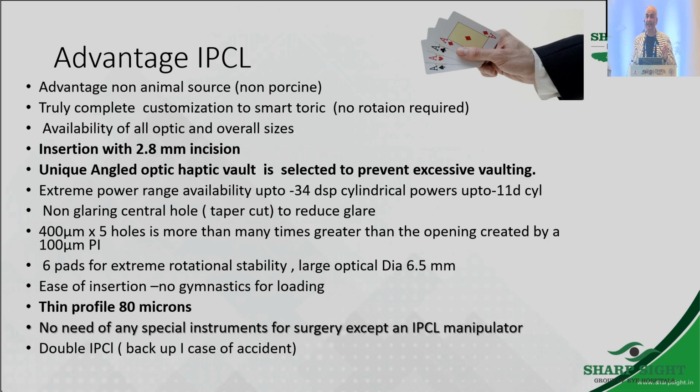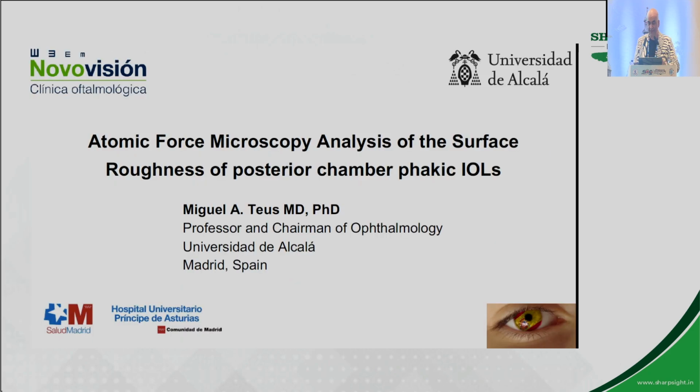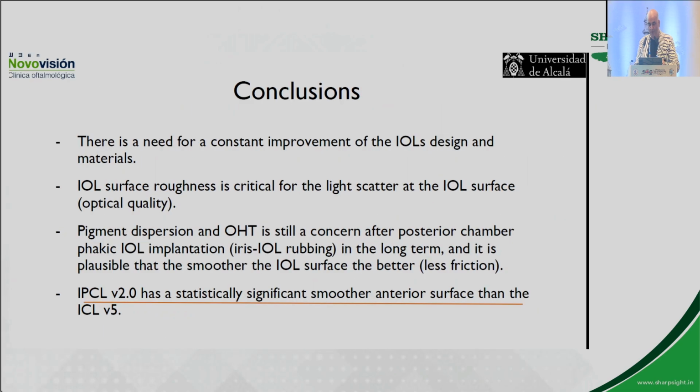It's a very thin lens, unlike the ICL, which is 120 microns. This is 180 microns. So these are the two. I will not go into the materials. The only difference here would probably be the porcine material. Now this is a very interesting study done by Dr. Miguel, and this shows that the surface smoothness of the lens will give you the optical quality. In this study, where he was finding less than 0.1 nanometers, he proved that the IPCL is far smoother than the ICL.